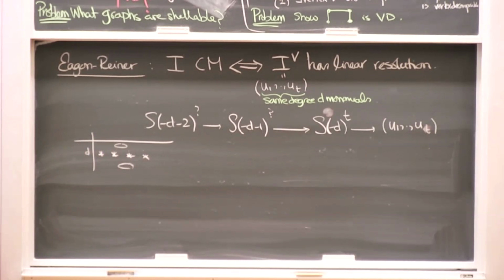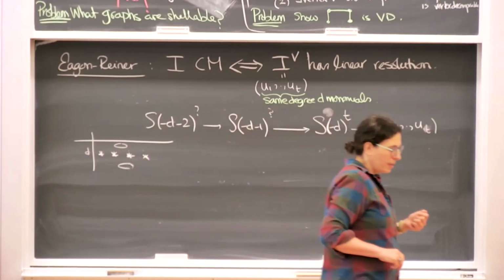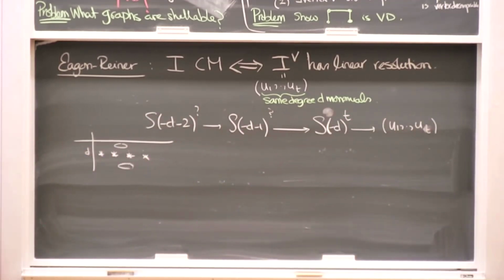Okay, so there are a couple of things I want to do. First of all, I want to tell you about the adventures of finding combinatorial criteria for ideals having linear resolution, but I also do want to mention Hochster's formula.